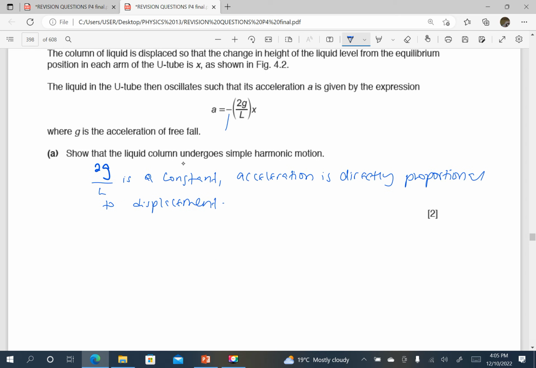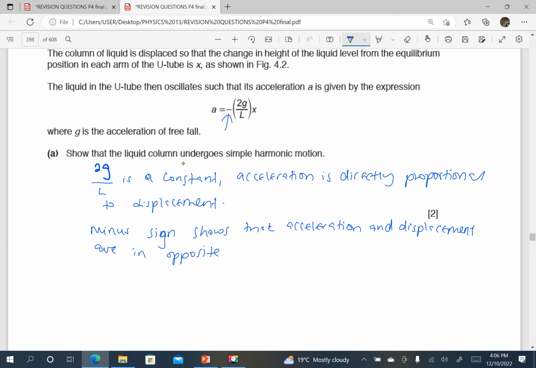That's number one. Number two, you see that there is a minus sign. So the minus sign shows that acceleration and displacement are in opposite directions. Hence, simple harmonic motion. So if the minus sign is there and 2g over L is a constant, we conclude that it is simple harmonic motion.